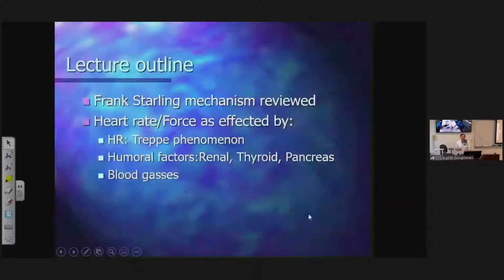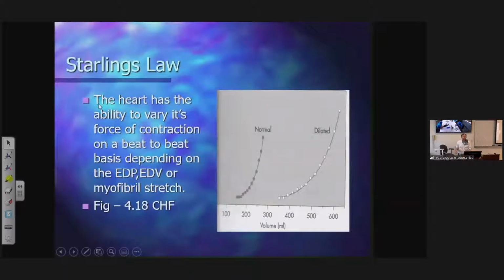And this is a really good quote that I got from Dr. Limegerber, a really good full-length version of Starling's law. We can say quickly, you stretch it, it kicks harder, but this is a more profound, more educated statement. The heart has the ability to vary its force of contraction on a beat-to-beat basis, depending on the end diastolic pressure and diastolic volume, or the myofibril stretch.